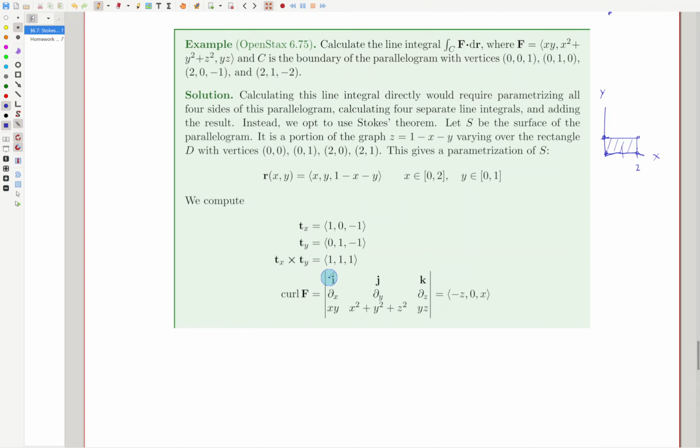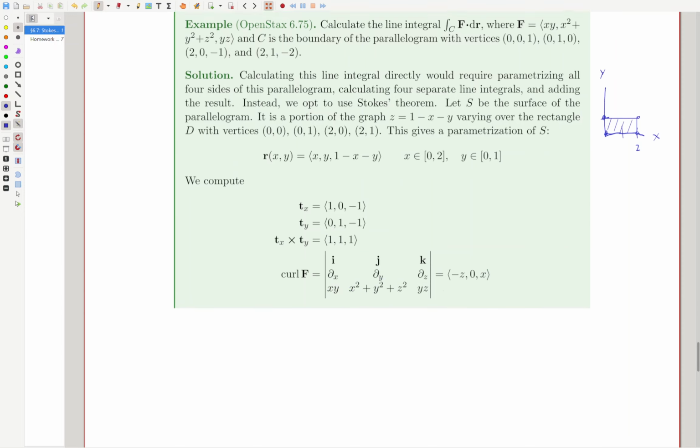So expanding along, the cofactor for i is going to have z here and then minus 2z, which gives you a minus z. The cofactor for j is going to have this derivative, which is 0, and this derivative, which is also 0. And then the cofactor for k is going to be these two, which is 2x, and this, which is going to be minus x. So you get 2x minus x, which gives you the x there. So that's the curl of f.